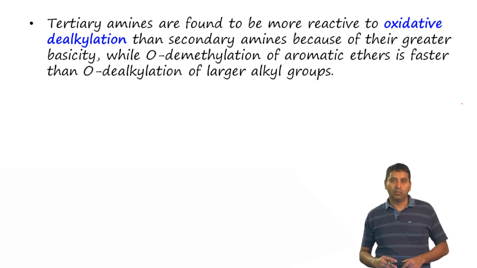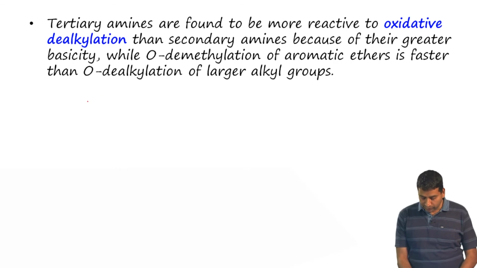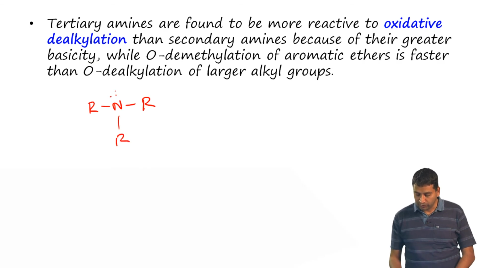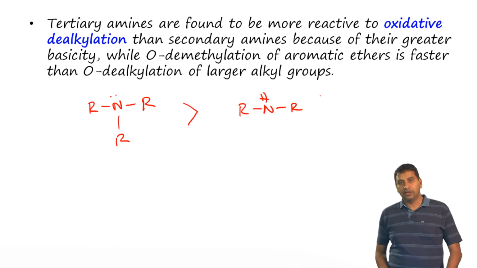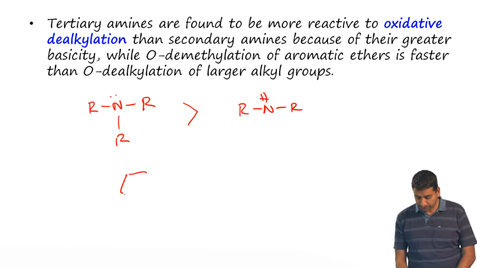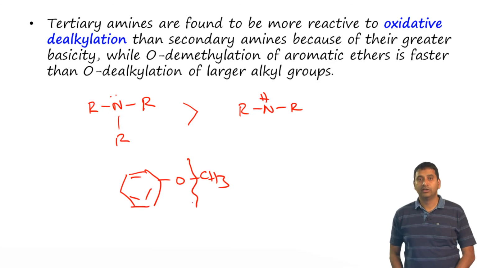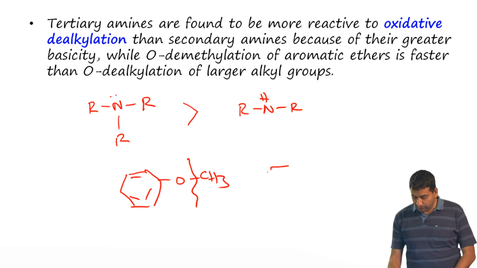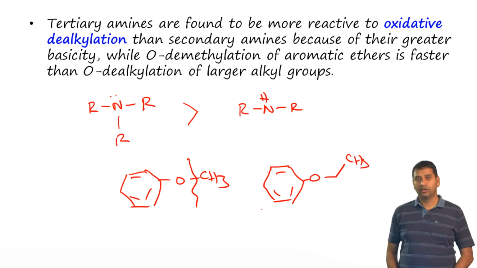Tertiary amines are found to be more reactive to oxidative dealkylation than secondary amines. Okay. So, I am not going to spend a lot of time on this, but we already know that basicity plays an important role. So, tertiary amines are definitely more reactive than the corresponding secondary amine and so on, right. While O demethylation of aromatic ethers is faster than O dealkylation of larger alkyl groups. So, if you look at it, O demethylation, that is breaking here, is much faster than O dealkylation. So, if we compare this with the same O dealkylation with the ethyl group, this is slower than that of a methyl group.